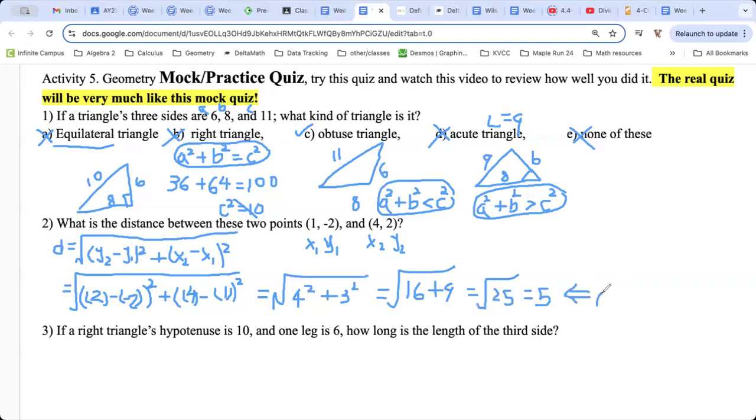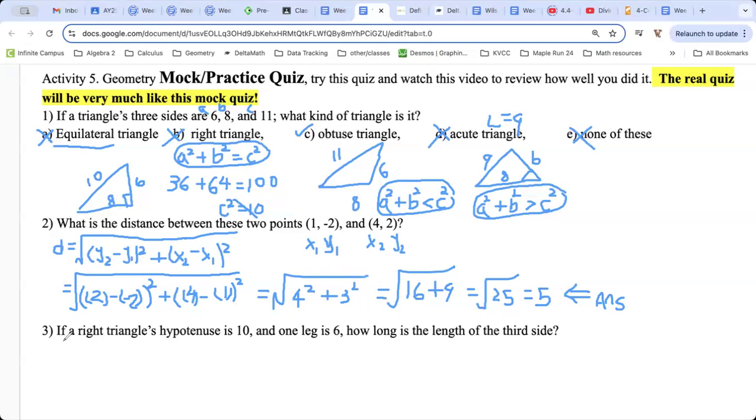Okay, so if you run into a problem like this, a distance formula on your quiz, just take it slow, label all your points, and replace all the variables, put a parenthesis there, step by step, and you'll get the right answer. Okay, we're not testing how fast you can do it. We're testing whether you can get it right or wrong. So take your time.